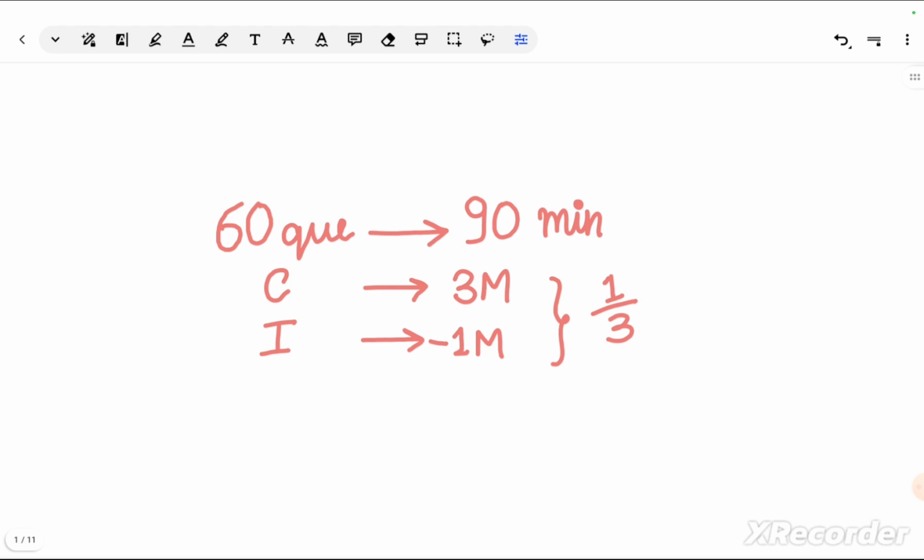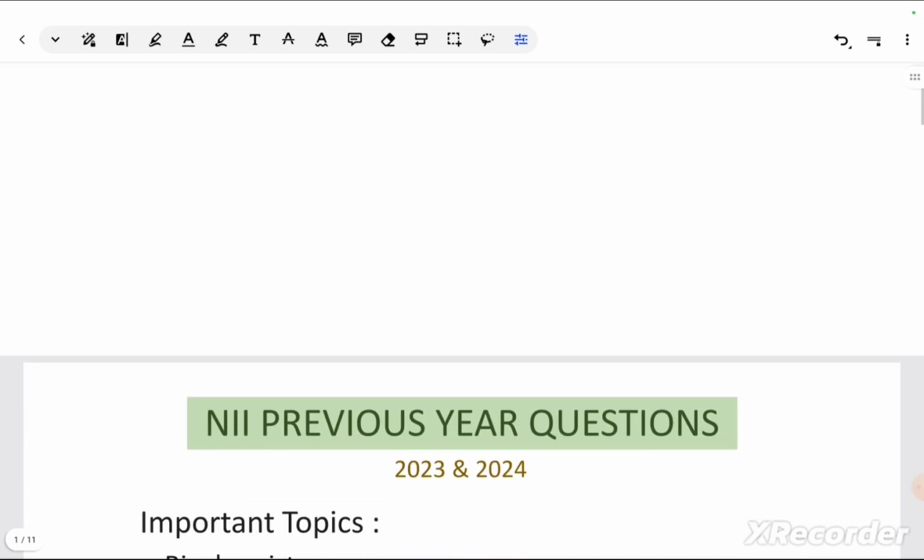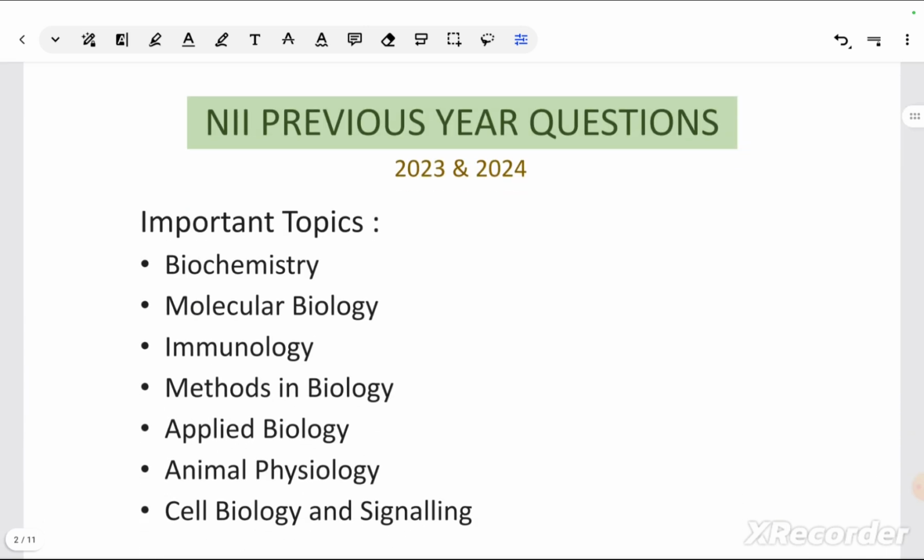So in this exam, you have to attempt around 60 questions in 90 minutes, and for each correct answer, you get 3 marks, and for every incorrect answer, you get -1 mark. So they have 1/3 negative marking. So attempt the questions really carefully because you tend to lose a lot of marks because of this pattern.